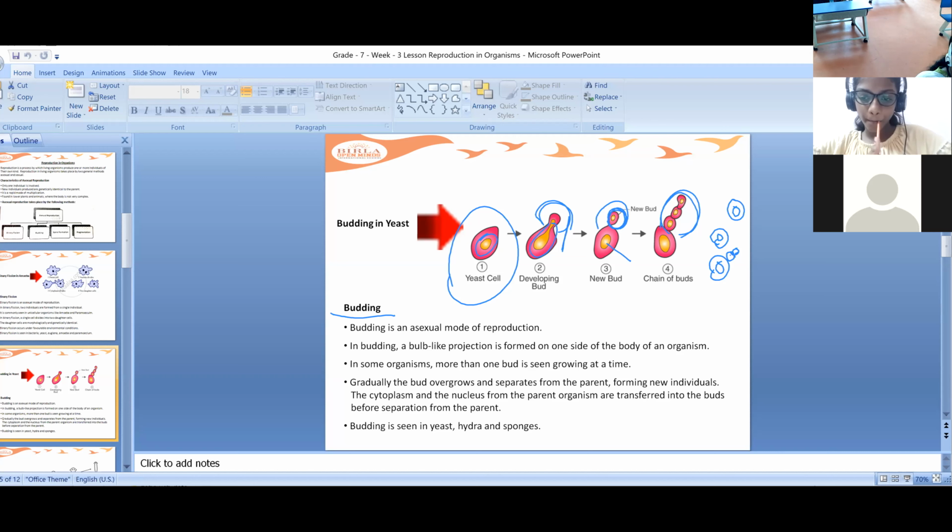Budding is seen in yeast, hydra, and sponges. Please underline it. It is also there in your course book. Underline this also. Budding is seen in yeast, hydra, and sponges.